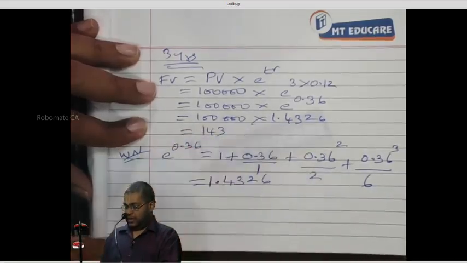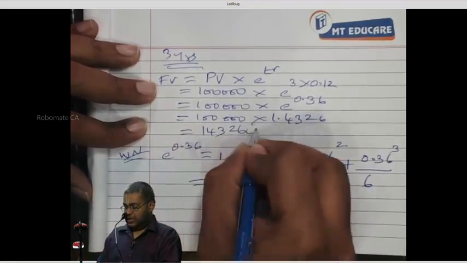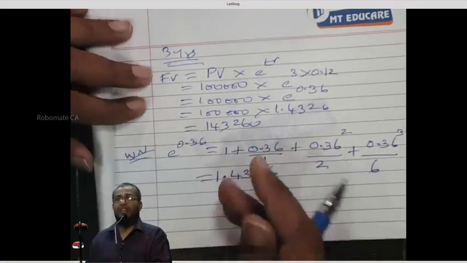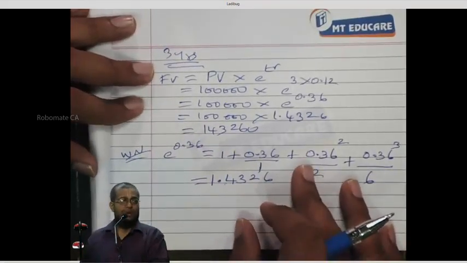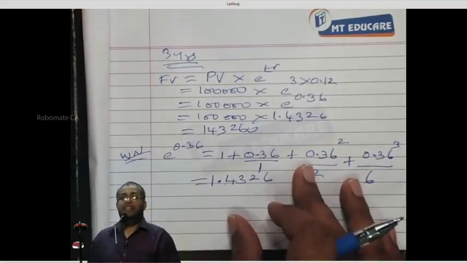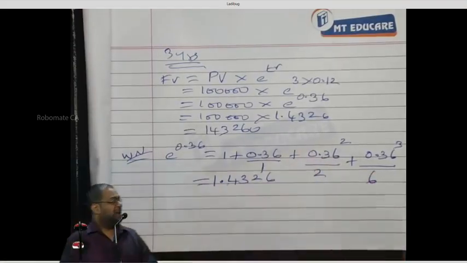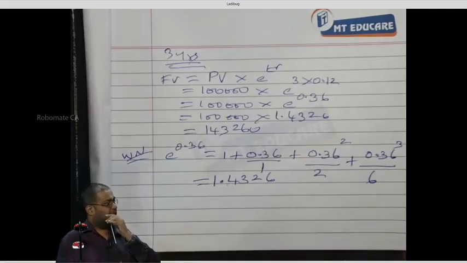1,43,260. This is the maturity value of 1 lakh after 3 years, if the money is continuously compounded. I want everybody to respond. Are you following or not?